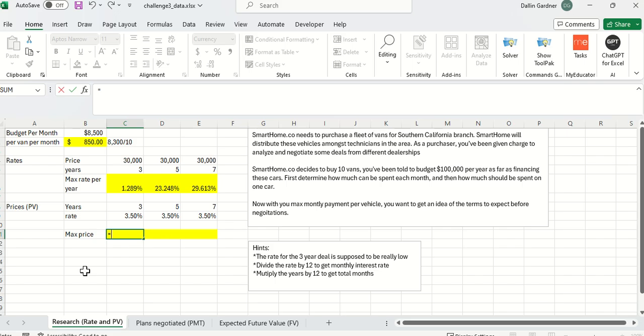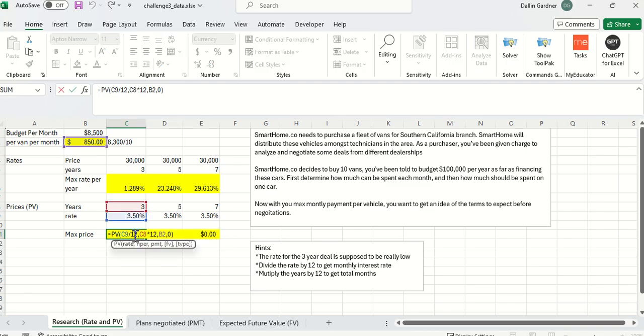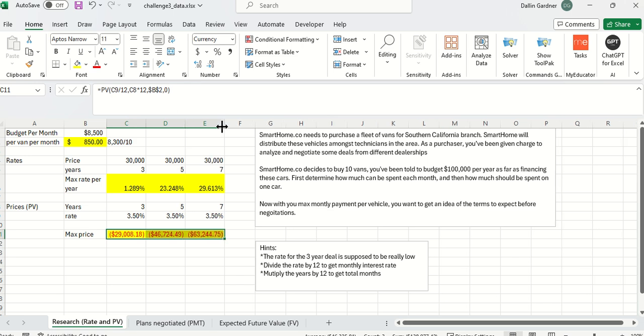Now we want to find the max price. So we're going to go ahead and do the present value. We get the rate divided by 12, then we have the number of periods times 12. Then we have the payment and the future value of 0. And I need to lock that in.